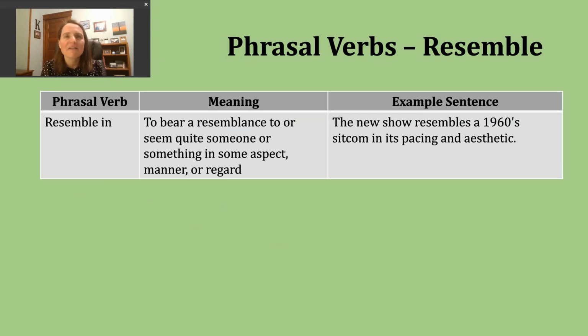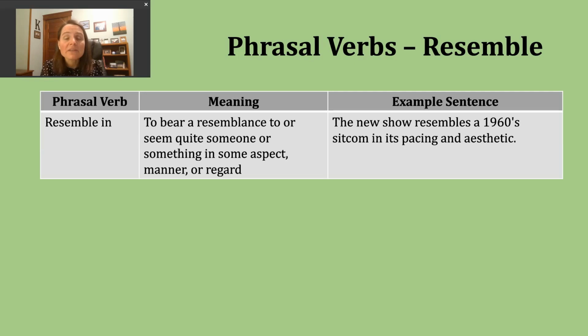Okay. I do have one phrasal verb for us to discuss. The meaning here is not very different than what we've already discussed, but I always think it's nice to have an example here. So the phrasal verb you might see is to resemble in. And what it means is to bear resemblance to or seem quite like someone in some or something in some aspect, a manner, or regard. So again, we're finding things that seem very alike.